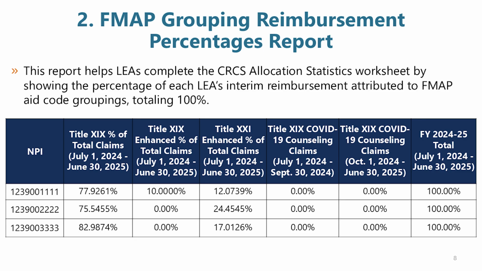The second report is the FMAP grouping percentages report, which LEAs will use when completing the allocation statistics worksheet of the CRCS. This report is also by NPI and shows the percentage of each LEA's total interim reimbursement in the various FMAP groupings. For example, the top LEA ending in 1111 had about 78% of their interim reimbursement for the Title 19 Medicaid students and 10% of their interim reimbursement for students that qualified under the ACA as Title 19 Enhanced FMAPs, and then 12% of students that qualified under the Children's Health Insurance Program, known as CHIP. This LEA had no claims associated with COVID-19 counseling. For all NPIs, the total will sum to 100%.